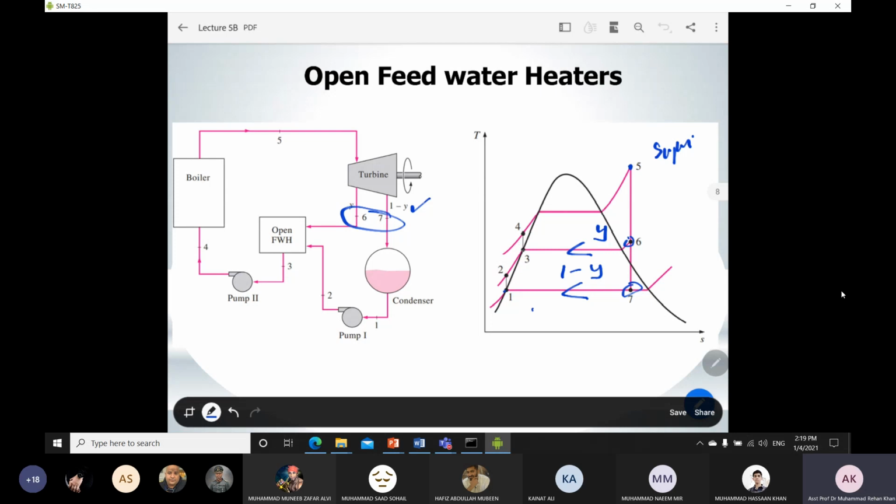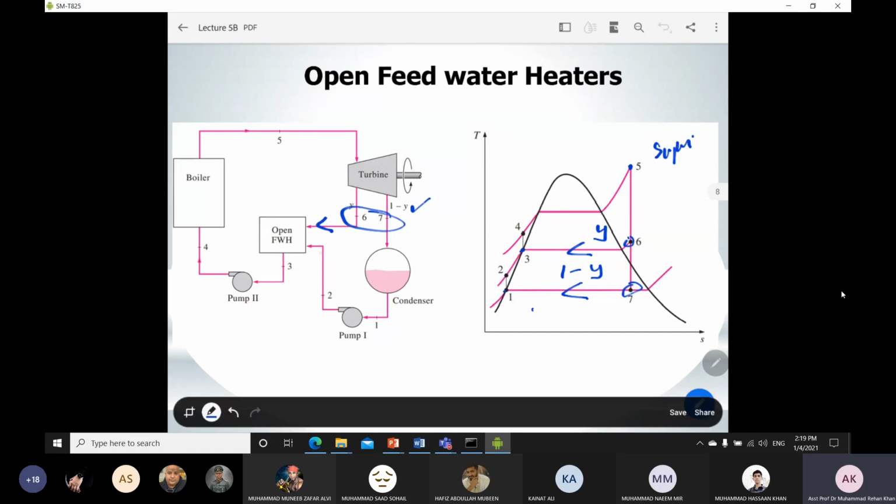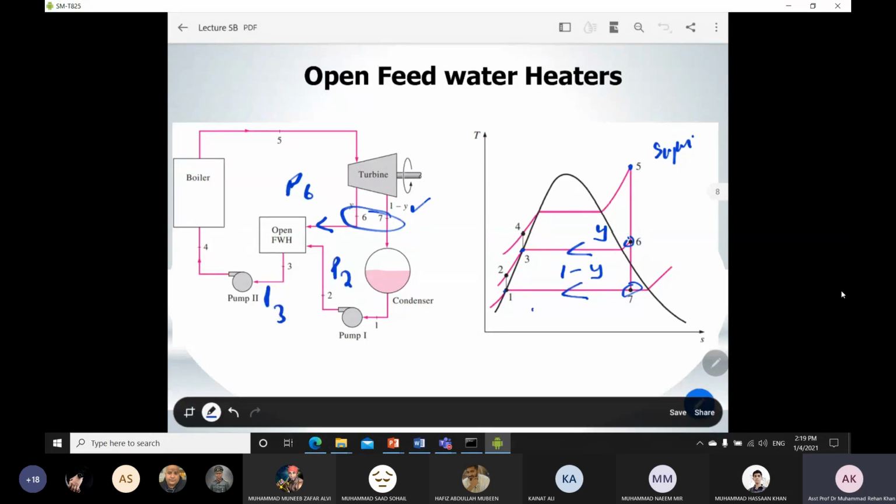Then at point number 3, there will be a mixing of your streams, which is okay. Another important point is that we have to make pressure number 6, pressure number 3, and pressure number 2 equal. The reason we have to make them equal is that if we cannot, the flow will not go in the right direction.